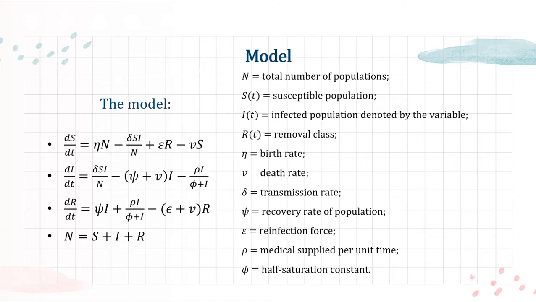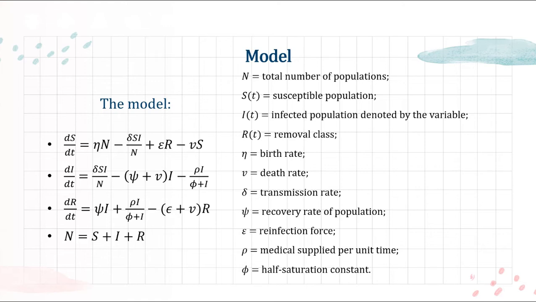Also, to investigate the impacts of limited medical resources on the spread of the COVID-19 outbreak, the term rho I divided by (phi plus I) is employed. In the absence of the reinfection force and the shortage of medical resources assumptions, that is epsilon equal to rho equal to 0, then the system is represented by a simple SIR model. All of the parameters are assumed to be non-negative to depict the biologically meaningful phenomena of COVID-19 transmission dynamics.